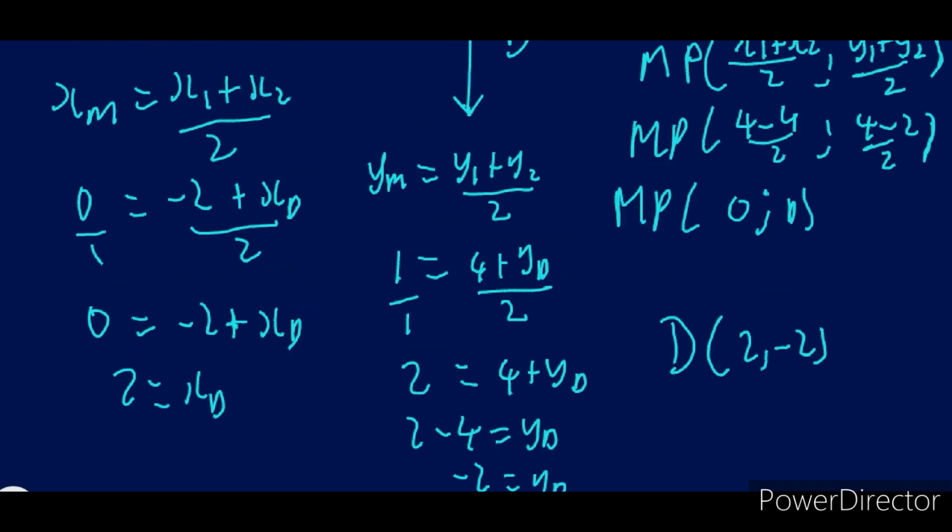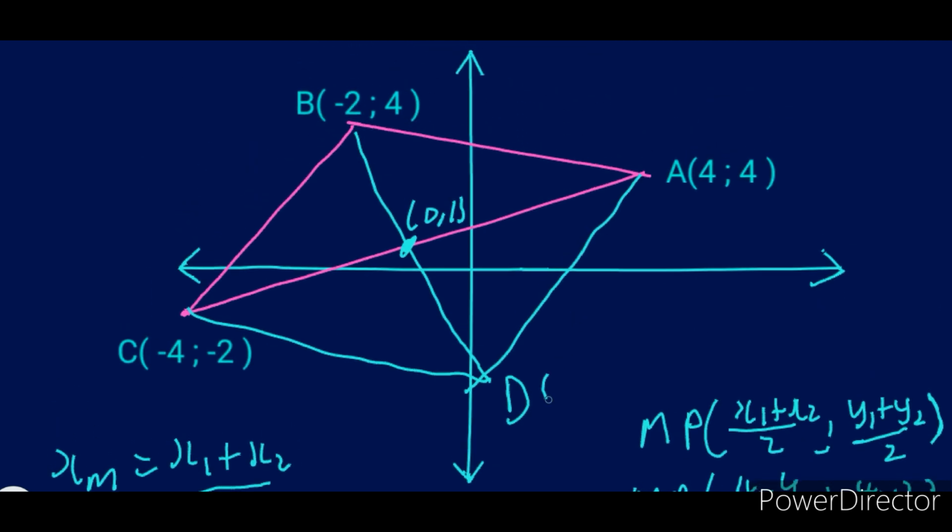All right, let's check if it makes sense. So (2, -2). That makes sense. Yep, and there we have it. So this is how to find D such that it is a parallelogram.